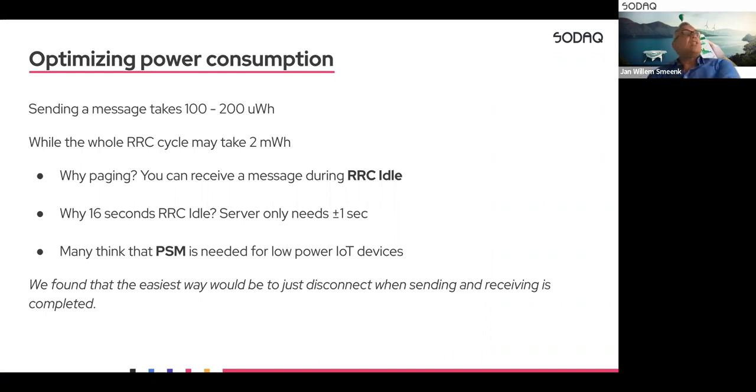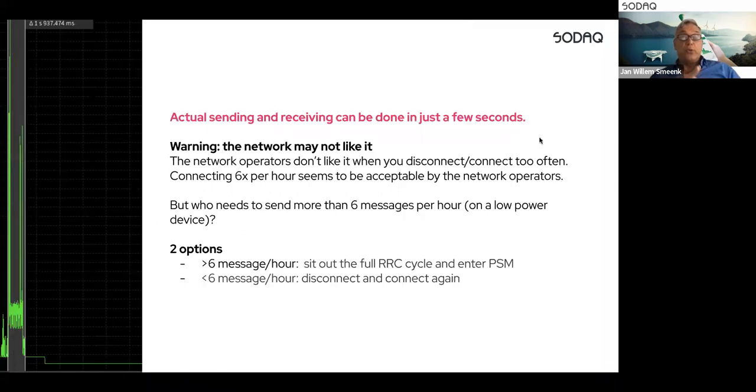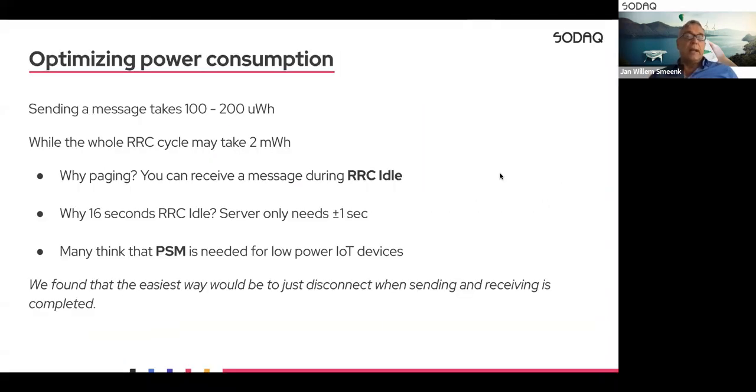Now, initially, I thought that paging meant that you need to do paging to be able to receive a message. But that's not true. You can receive messages during the RRC idle period. So why on earth do we need to do paging after the RRC idle period? So the first thing we did is drop the paging window, and we only run the RRC idle period. But then again, why do we run RRC idle for 16 seconds?